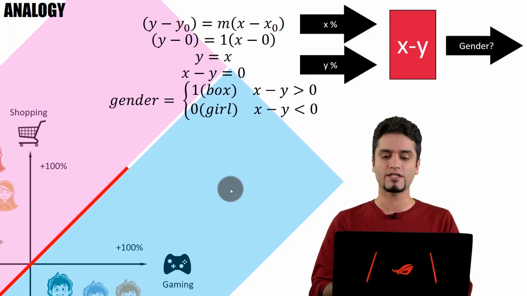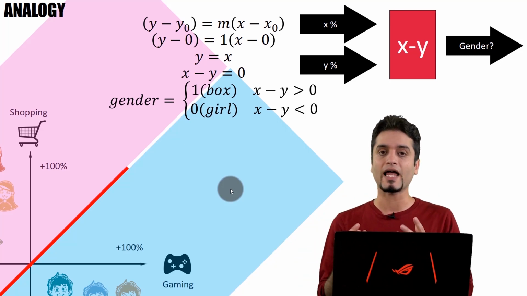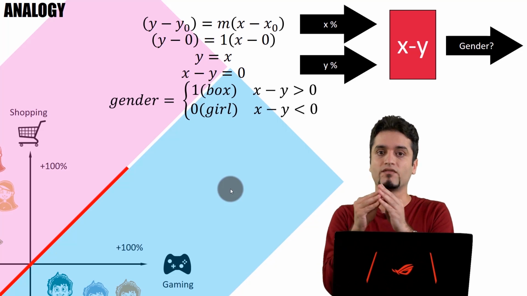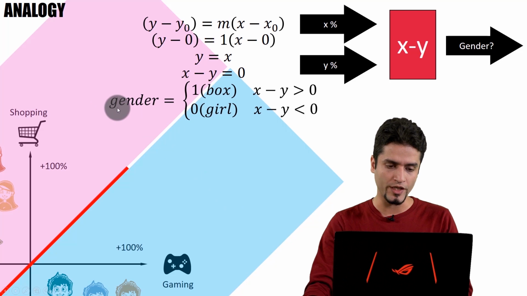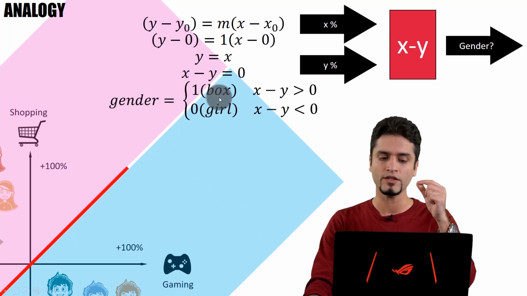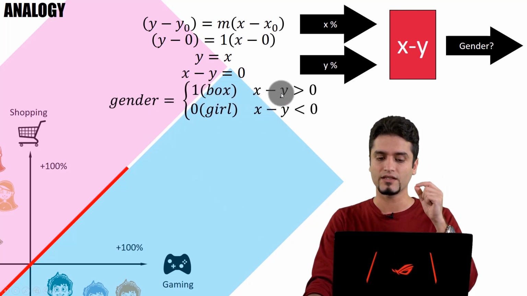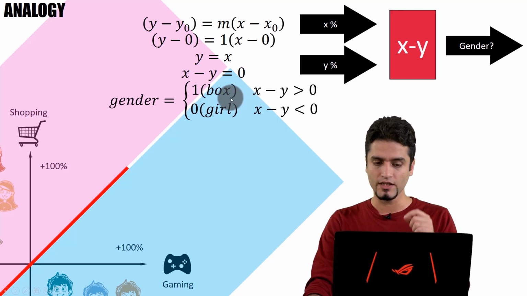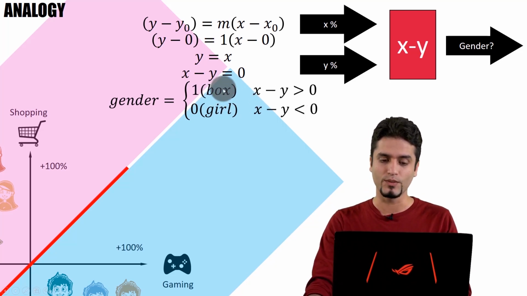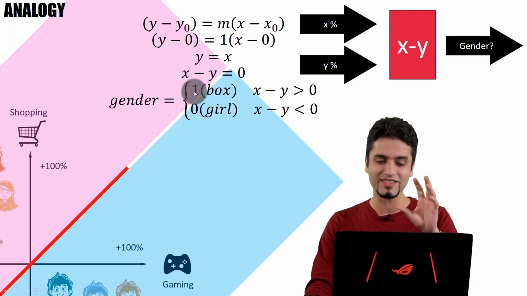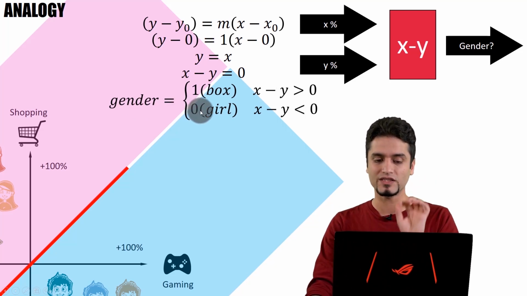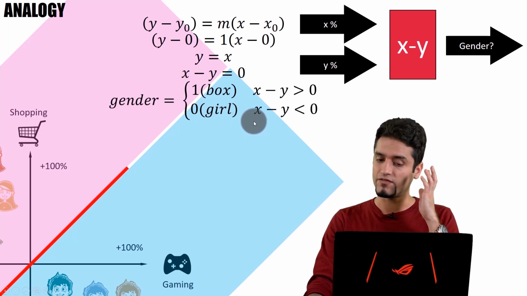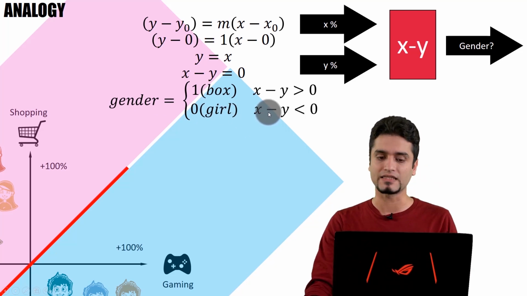Now, I can write a condition that allows me to decide whether a given person is a boy or girl based on the value of x and y. Here's the equation. So gender is equal to 1 or boy if x minus y is greater than 0. By the way, I just noticed that I typed box instead of boy. We'll have to fix it later on, no problem at all. And gender is equal to 0 or girl if x minus y is less than 0.